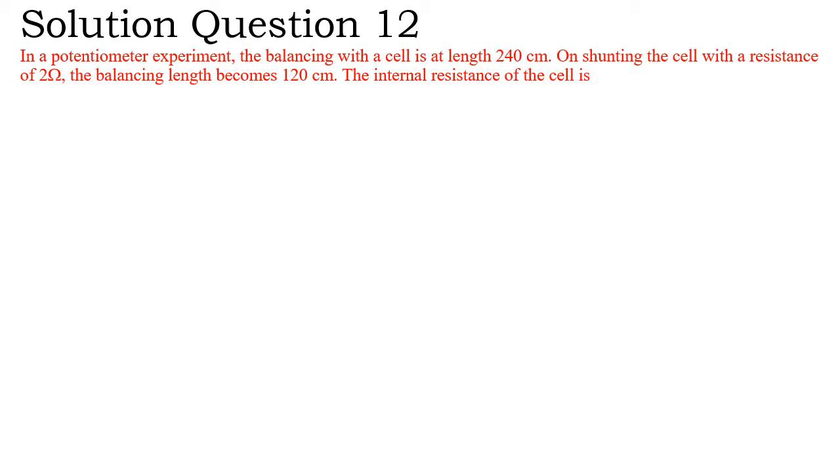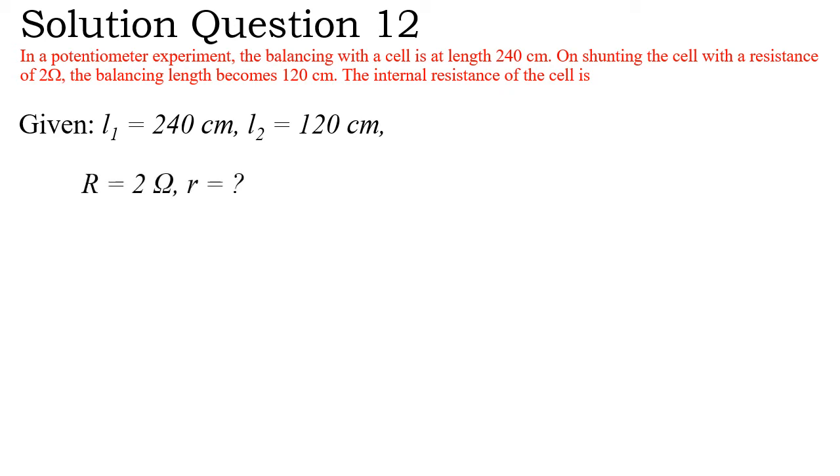Here we have been given the problem on the second application of potentiometer experiment, that is finding the internal resistance of the cell. So quickly let us jot down the given factors. So given factors are L1 is given as 240 centimeter, L2 is given as 120 centimeter, and main resistance, that is circuit resistance, is given as 2 ohm, and we should find internal resistance, which is small r, is equal to what, right?